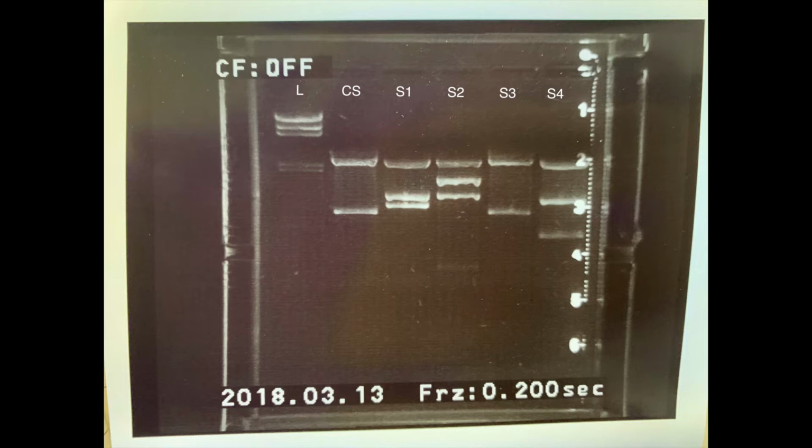By quickly looking at this gel, you can see that the genetic fingerprint of suspect 3 appears to match that of the DNA found at the crime scene. You can see that the bands appear at the exact same positions within the gel.